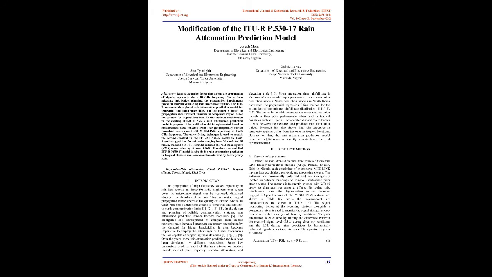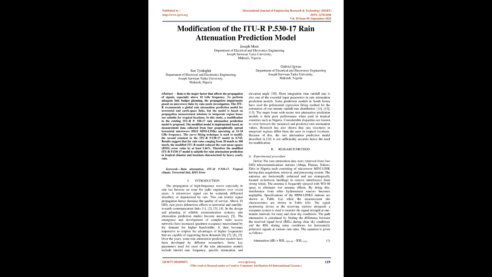Results suggest that for rain rates ranging from 20 mm/h to 100 mm/h, the modified ITU-R model reduced the root mean square (RMS) error value by at least 5.46%. Therefore, the modified ITU-R P.530-17 model is suitable for rain attenuation prediction in tropical climates and locations characterized by heavy yearly rain. Keywords: rain attenuation, ITU-R P.530-17, tropical climate, terrestrial link, RMS error.